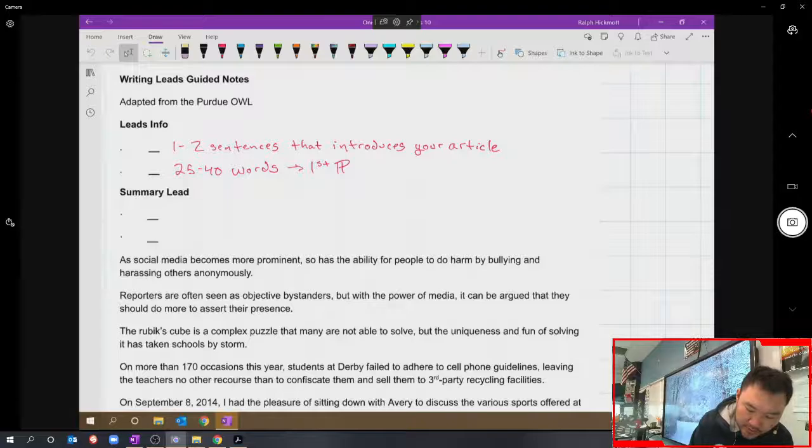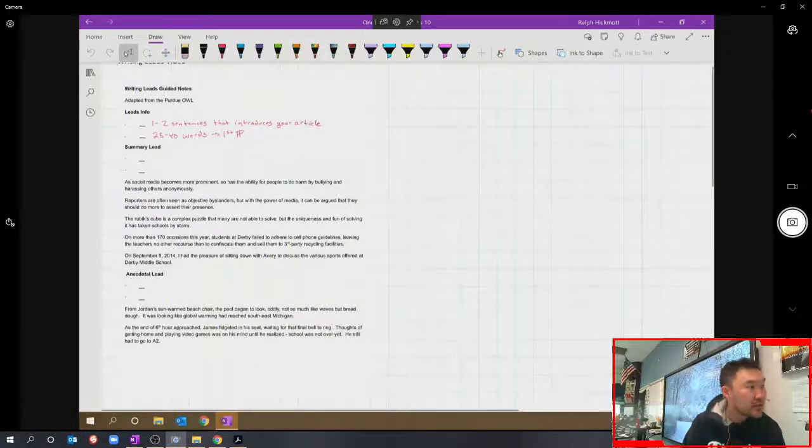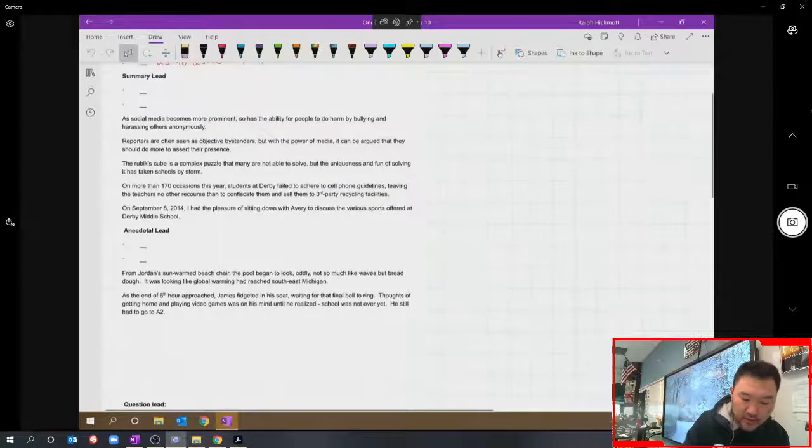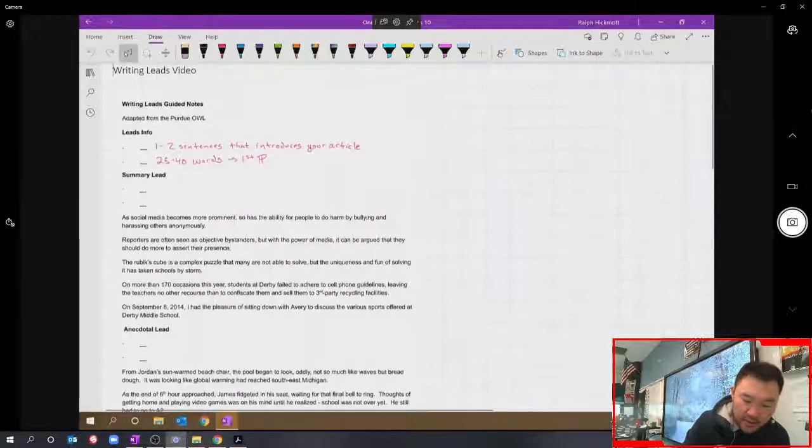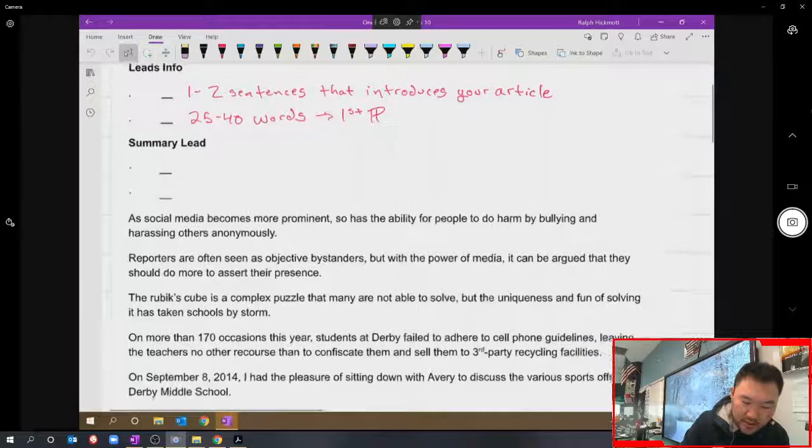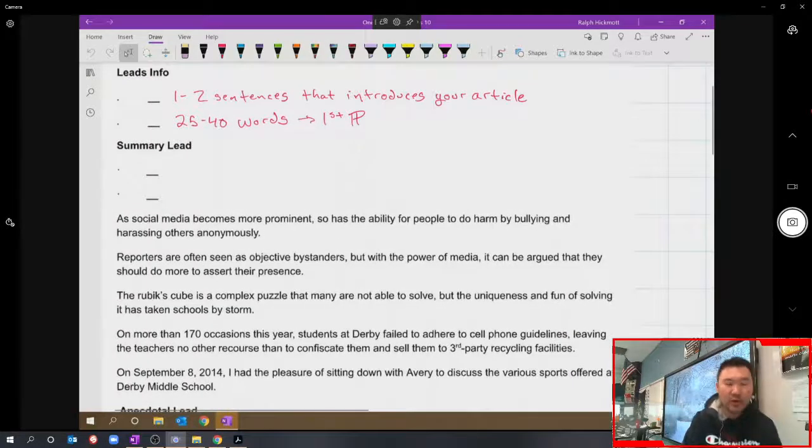So there are 3 types of leads that we're going to discuss today, and so I'm going to zoom out on your screen. There's the summary lead, the anecdotal lead, and then the question lead. And I have organized this document so you follow along with what I recommend, the order that you should more than likely try. Most of you will do the summary lead, and I'm going to state it should be your first choice. It should definitely be your first choice because this is the most straightforward and easiest to apply with any sort of article.